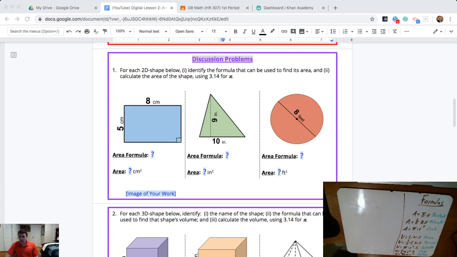Yep, and I see Michaela saying base times height, Donald saying length times width. They both really mean the same thing. Sometimes we talk about base and sometimes about length and width. What do we get for an answer when we're using base times height or length times width?